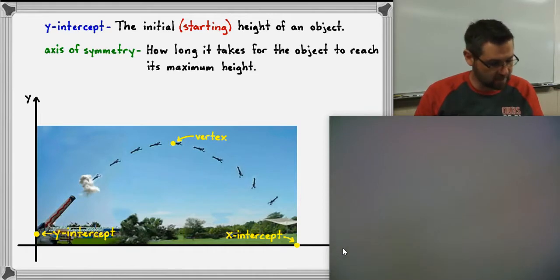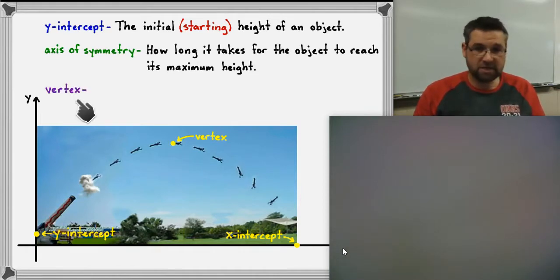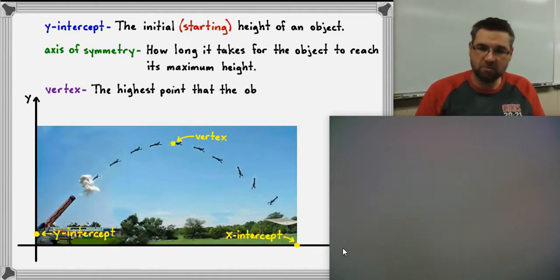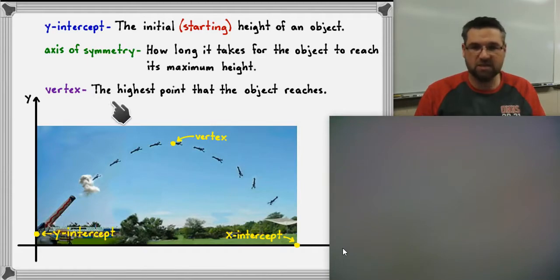That is the axis of symmetry. The vertex is the actual coordinate. Well, the y value of the vertex is the maximum height, the highest point that the object reaches. So specifically, this is the y value of the vertex, okay?